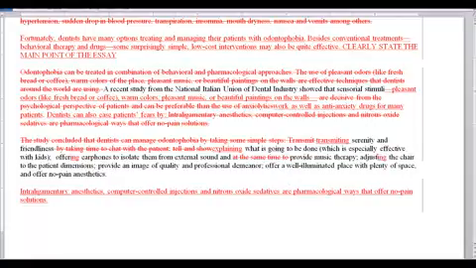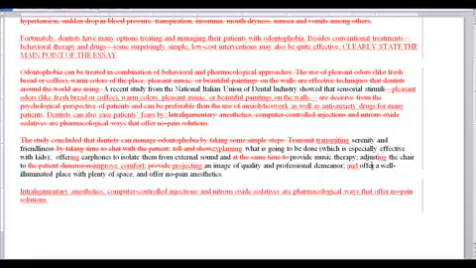Adjusting, again making these all -ing verbs to be parallel, adjusting the chair to the patient's dimensions. I think probably the point of that is to improve comfort, so I might just say what the point of adjusting the chair is, adjusting the chair to improve comfort. Providing an image, how about projecting an image rather than providing, just a slightly better verb there, projecting an image of quality and professional demeanor, and offering a well-illuminated place with plenty of space.